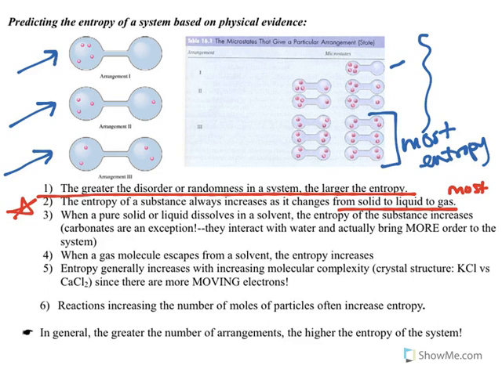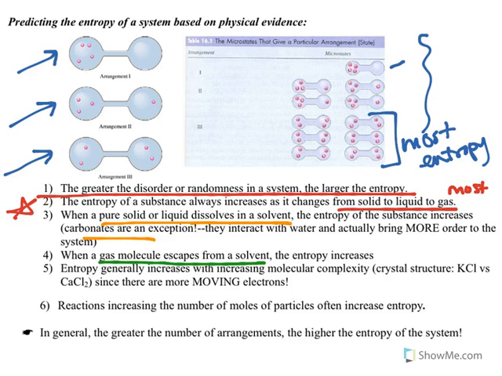We also can see here when we have a pure solid or a liquid and it dissolves. So if I get something to dissolve, it's going to increase the entropy. There are some exceptions. Carbonates are actually an exception. But generally, as we dissolve something, it's going to become more disordered. We can also think about when a gas escapes from a solvent. It's been trapped and now it's escaping. It's becoming more disordered as it escapes from that.